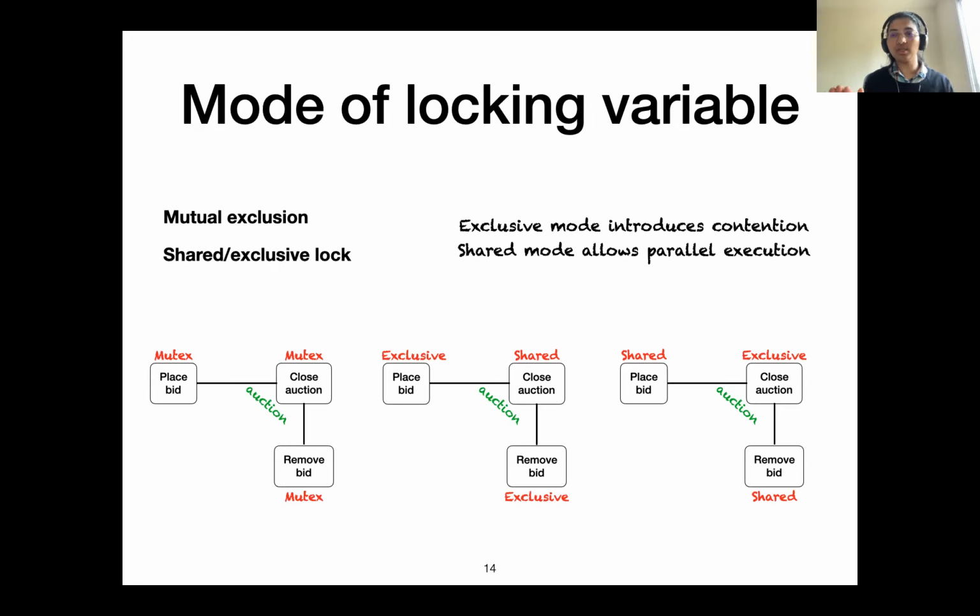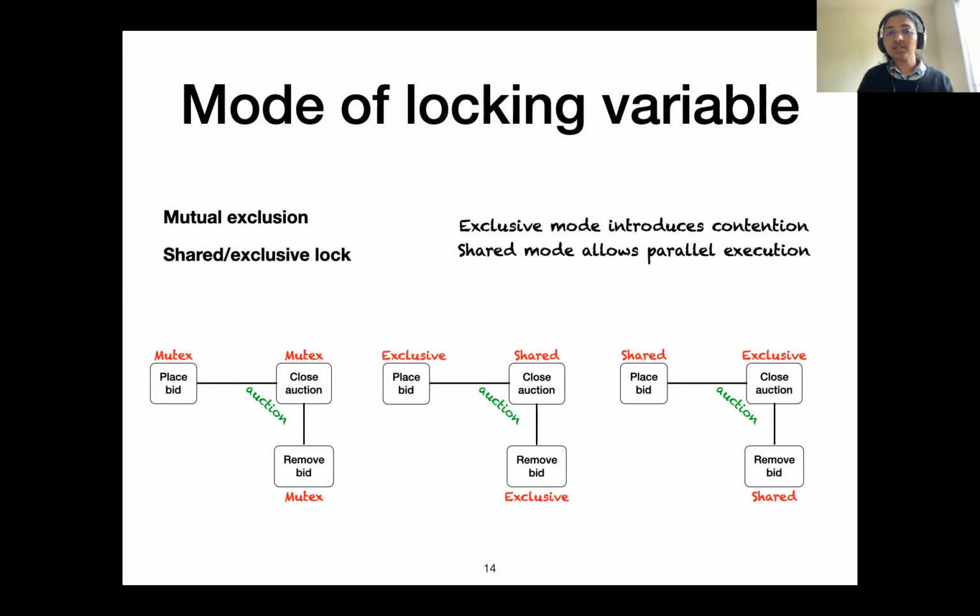So there is no parallelism. Every operation has to wait until the other finishes. But if you come to the second part, we can see that place bid and remove bid are still in the exclusive mode of locking, but closed auction can acquire the shared mode of locking, which improves the parallelism a bit because closed auction now doesn't have to wait for other closed auctions to finish.